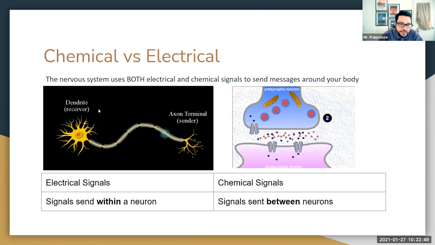Your nervous system uses both electrical and chemical signals to send messages throughout your body. The electrical signals are sent within a neuron. They go along the axon, and then they end up at the axon terminal. This is where chemical signals release. Neurons do not touch each other. They get very, very close, but they don't touch each other. So to send a signal between the neurons, we have little chemical messengers.